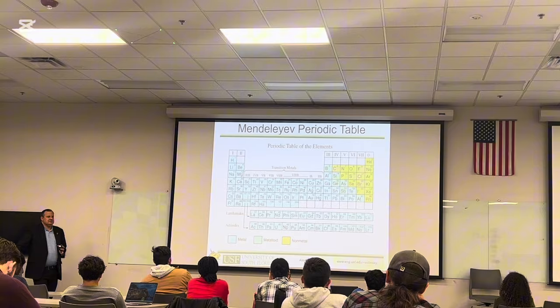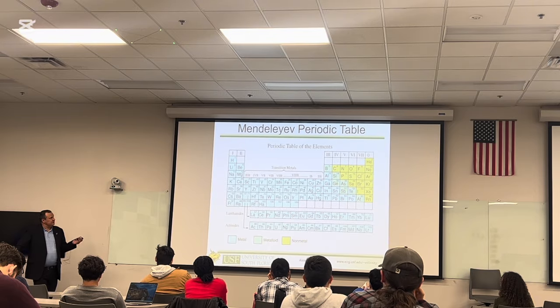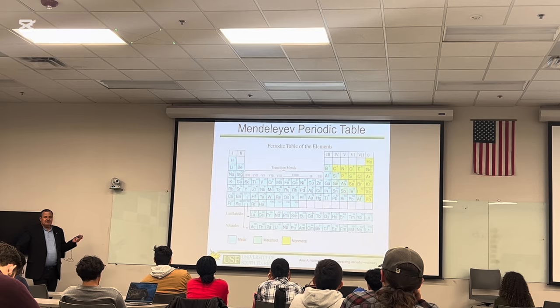Periodic table of the elements. This guy, Mendeleev, was a genius. He also invented vodka, in case you didn't know. Great chemist. He put this periodic table together. And you've seen this before.